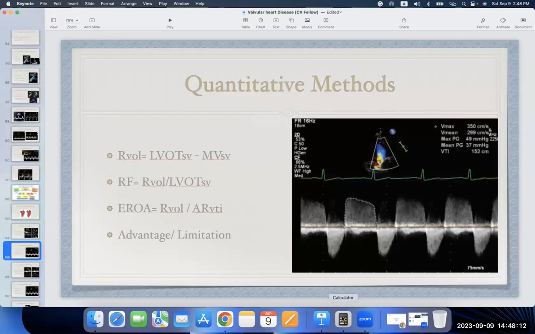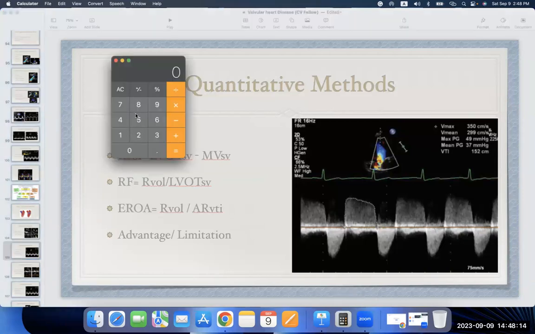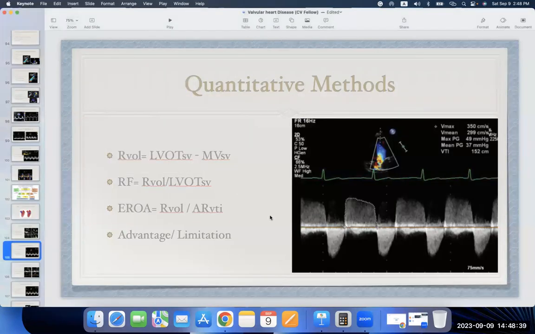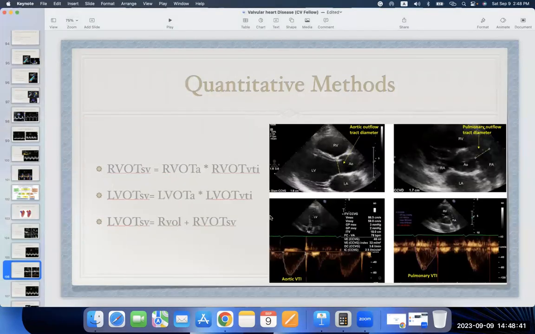Here the VTI is 152. So I will say 67, the regurgitant volume, divided by the aortic regurgitation VTI. It's going to be 152. It will equal 0.44. So it's 0.44 centimeter square. This is the effective regurgitation orifice. You can multiply it by 100 to get the millimeter. You can say this is 44 millimeter square. Also, you can report it in millimeters, or you can report it in centimeters.